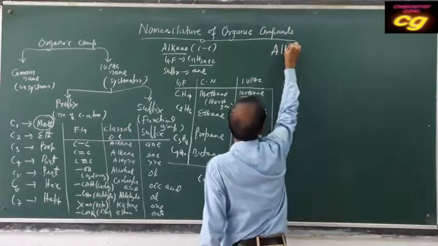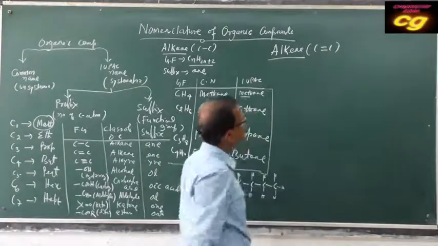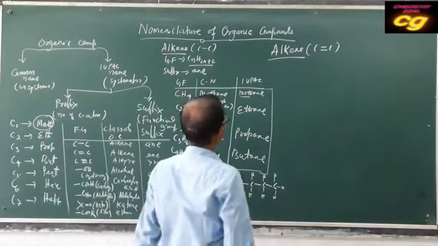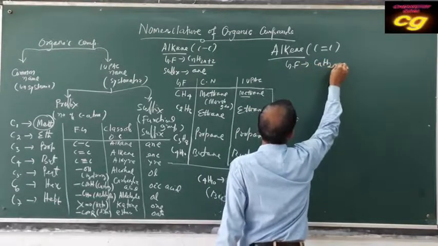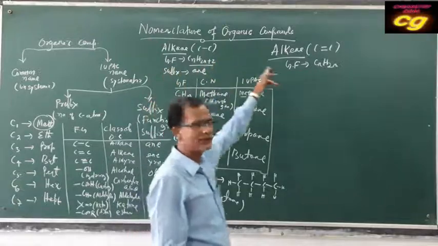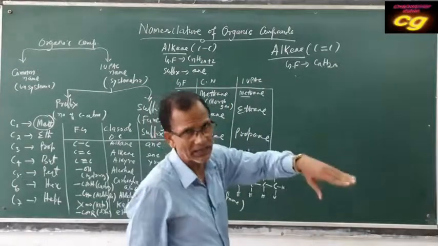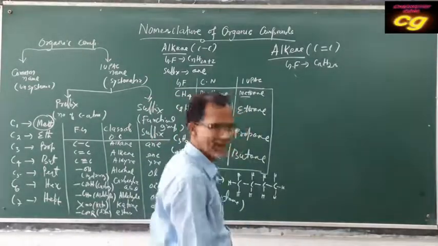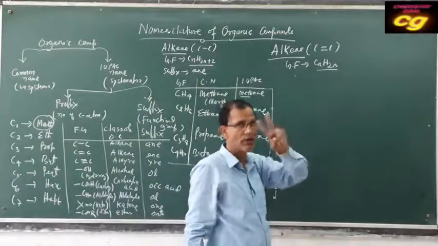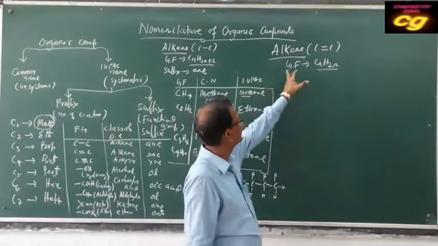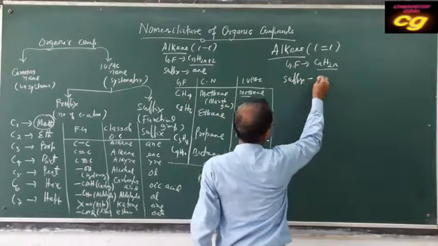Next is alkene. Alkene is characterized by C=C. The general formula of alkene is CnH2n. Remember one thing: alkane and the corresponding alkene have the same carbon, the only difference is two hydrogen atoms. Alkane is CnH2n+2, alkene is CnH2n, 2 hydrogen less. This is alkene, general formula CnH2n, and the suffix is ene.